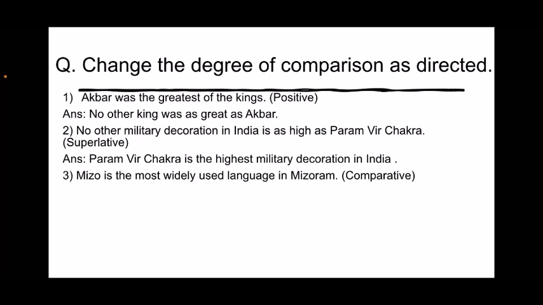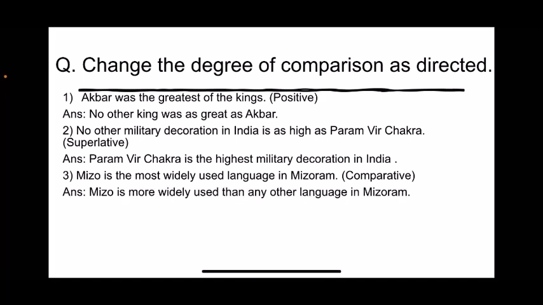Mizo is the most widely used language in Mizoram. Here we have to change to comparative degree. So first let's identify the adjective. The adjective is widely. This is a superlative degree they have used. They have given most widely. So to make it comparative, we will replace most with more. Okay? And how will we frame the sentence? We will write it as Mizo is more widely used than any other language in Mizoram.